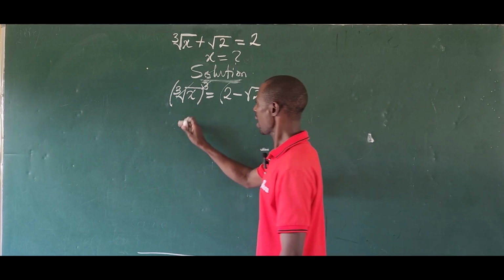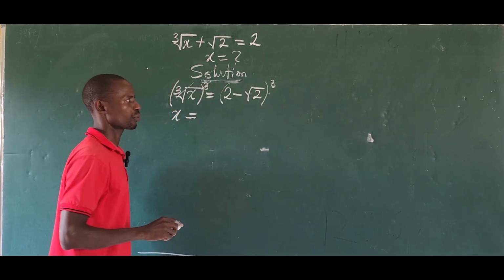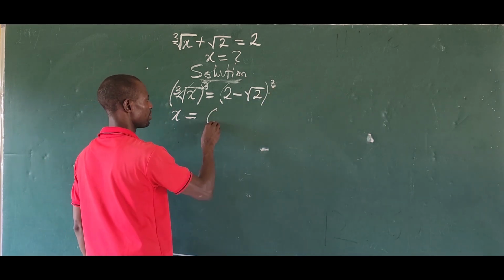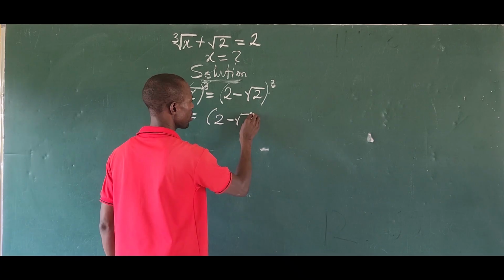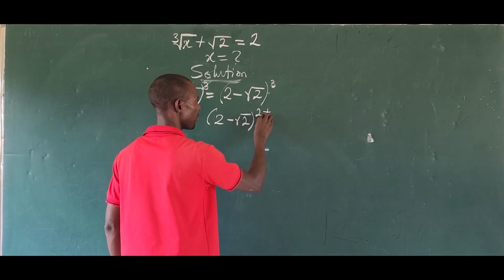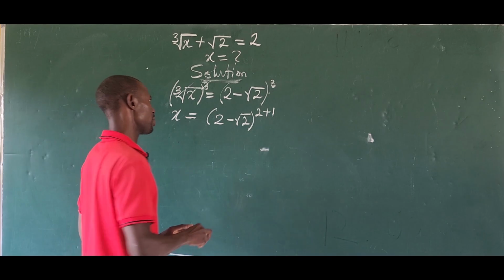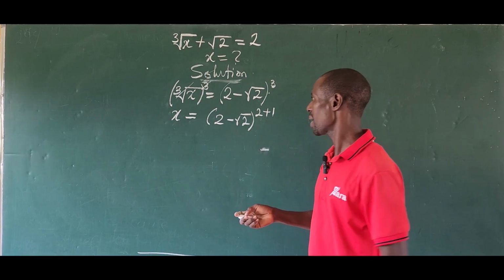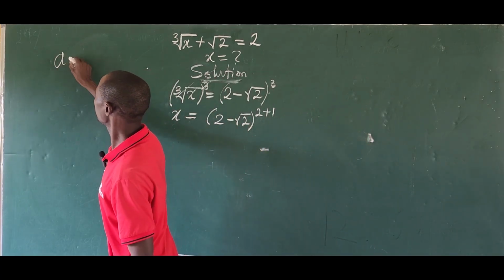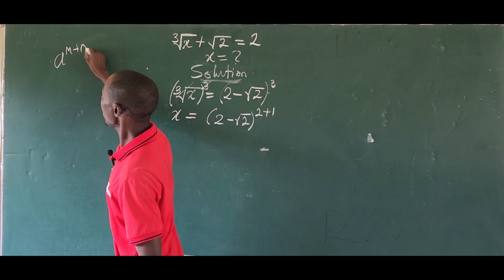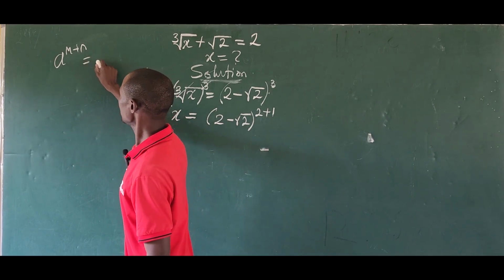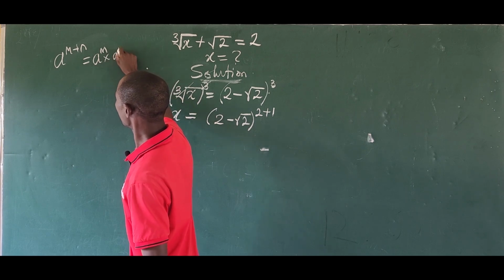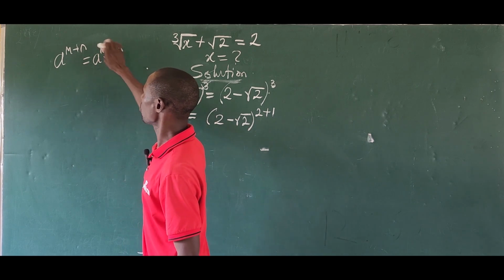So from here, we now have our x, open up. x will now be equal to, so let's expand this. We can rewrite this power here. And so this can be written as 2 minus the square root of 2 all raised to the power of 2 plus 1, right? Now, according to the law of indices, we can rewrite the whole of this expression. Remember, the law which says that when you have a to the power of m plus n, what does it mean? It means a to the power of m times a to the power of n. Because these are the same base, we add the powers, right?